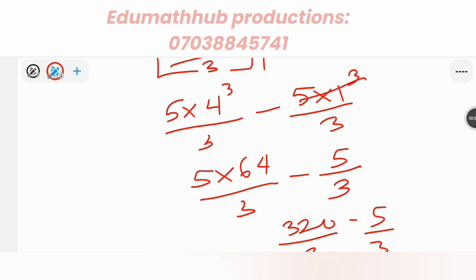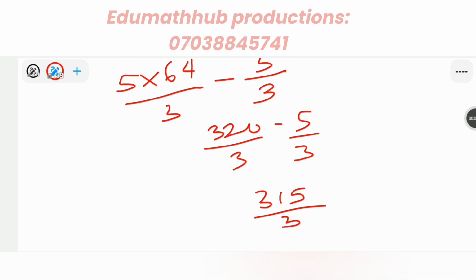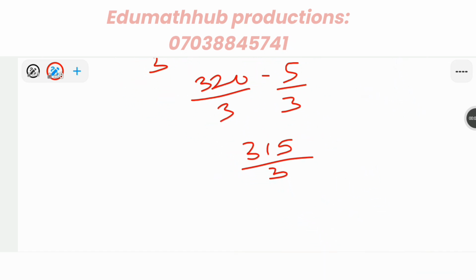Then 5 times 1 raised to the power 3 is the same thing as 5. 64 times 5 is 320 over 3 minus 5 over 3. Then the bottom is the same, so just subtract the top. So 320 minus 5 will give you 315. 315 divided by 3 will give you 105. So that's the answer to that question.